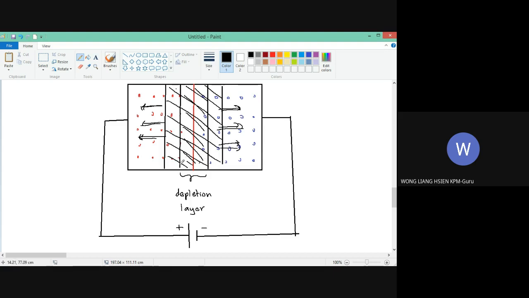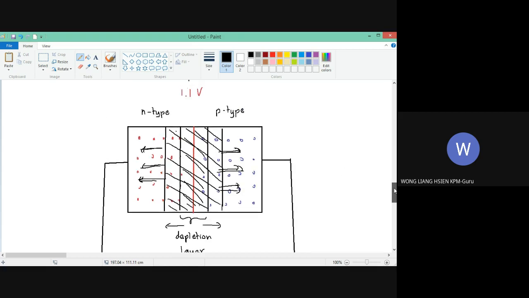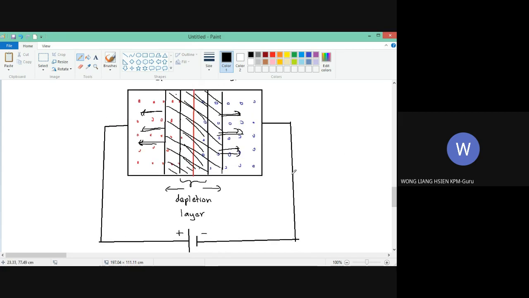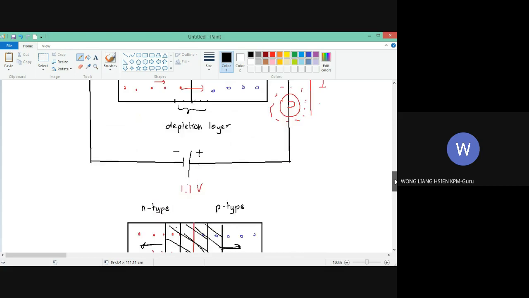Okay, the depletion layer becomes wider. You see, the depletion layer expands. So if the depletion layer expands, what does this mean? If you connect a bulb here, can the bulb light up or not? Cannot. The bulb cannot light up because the electron cannot pass through the junction. So there's no current. You see or not? There's no current.